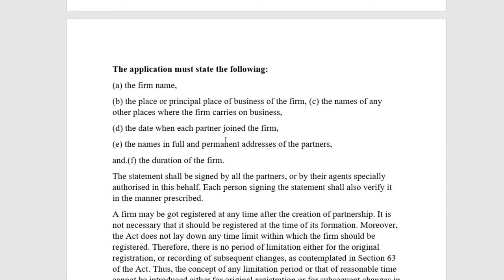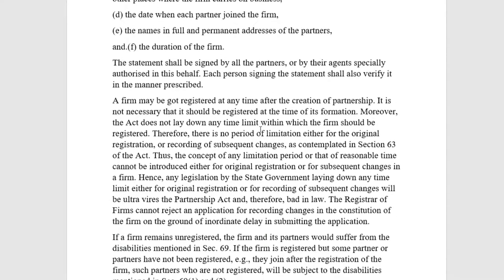because at the time of registration, certain partners will be there. Later, some partners may have joined this partnership firm, but their aspects have not been mentioned. Then they will suffer the disability. So, what are the things which have to be seen here?